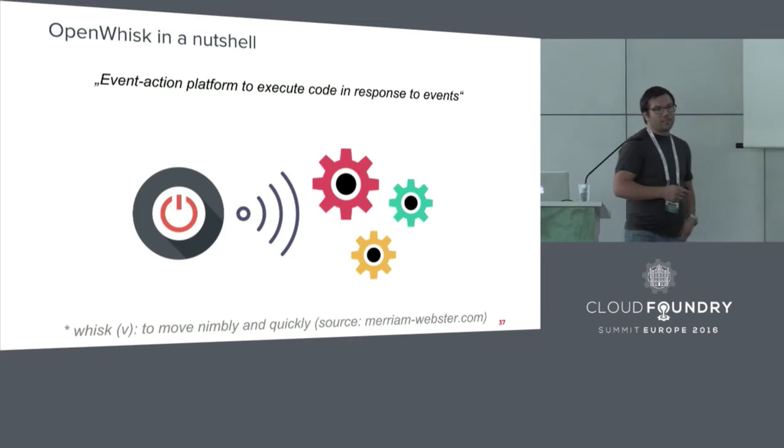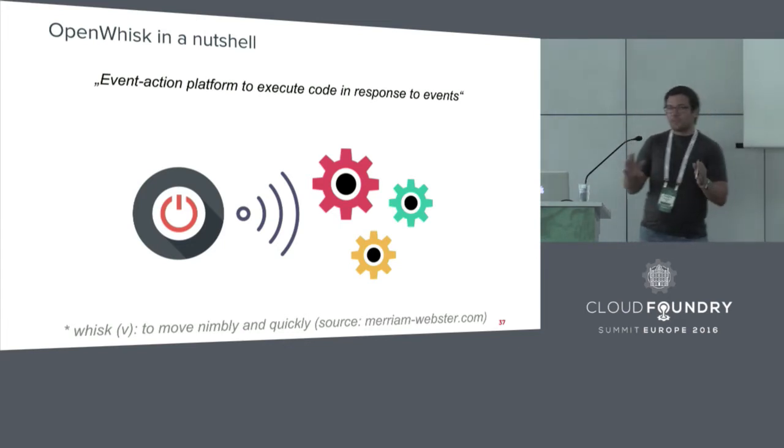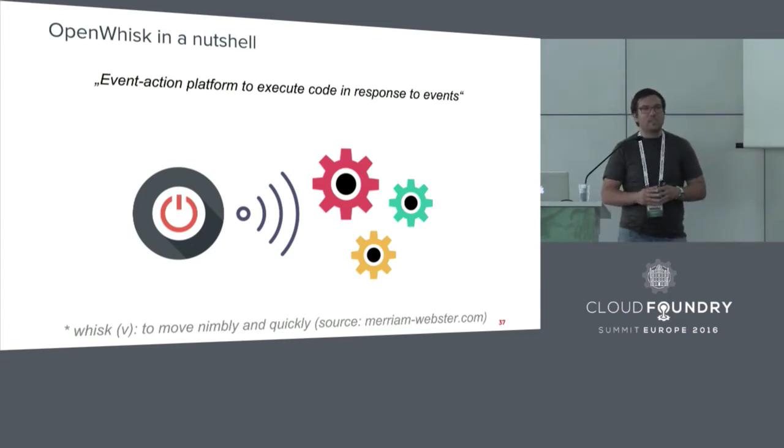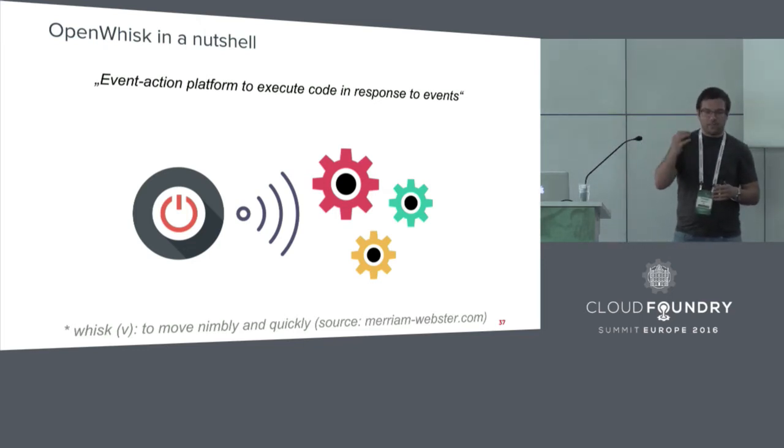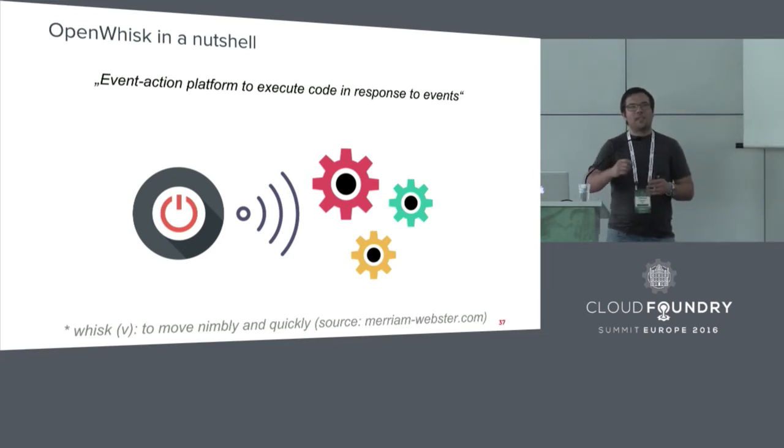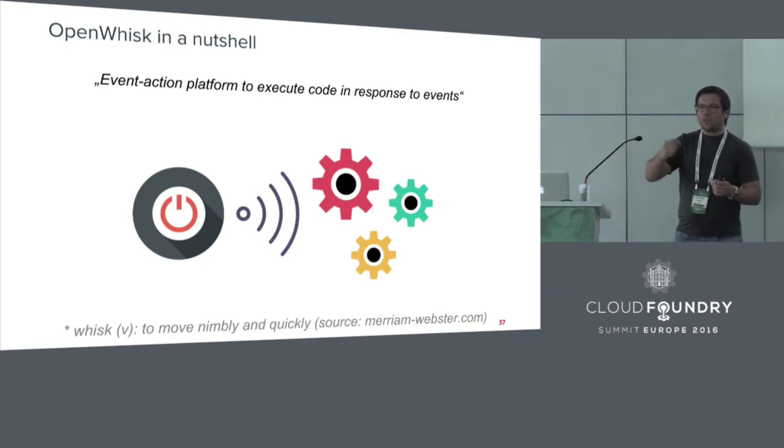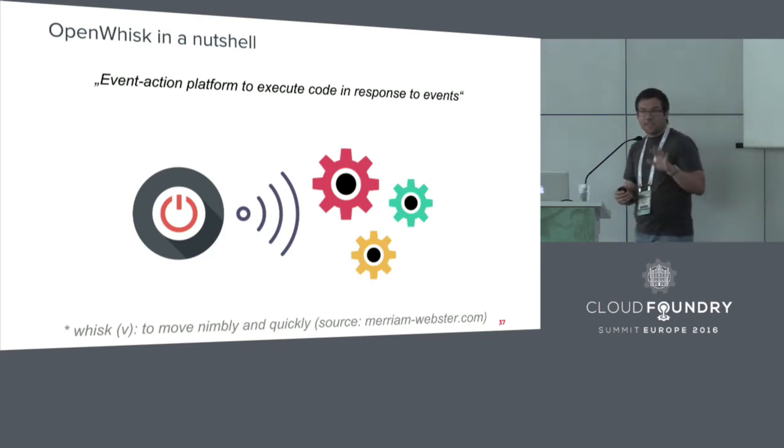But what the hell is OpenWhisk? So, very crisp and to the point, a very short one-sentence definition. OpenWhisk is an event action platform that allows you as a developer to execute code in response to an event. So with respect to what Andrei said, for instance, that could mean that you can execute custom logic just because an IoT device has emitted an event. And this event is then a kind of trigger that is supposed to kick off application logic that you as a developer have written, okay? That's actually what it does.